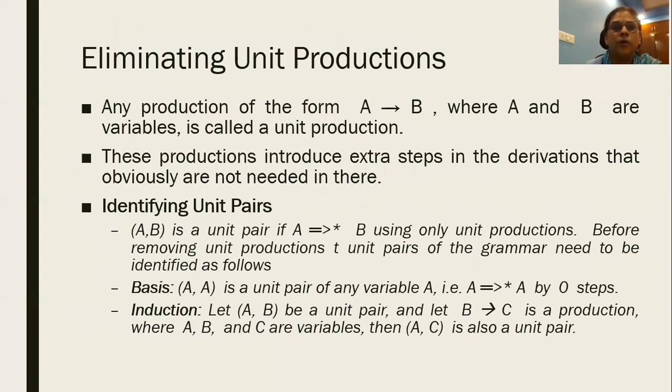Finally, how to eliminate unit productions? This again is a two-step process. So first of all, what is a unit production? A unit production is one which has only one symbol on the right hand side. As you all know, context-free grammars are those which have a single variable on the left hand side. Unit productions are those which have a single variable on the left hand side as well as on the right hand side.